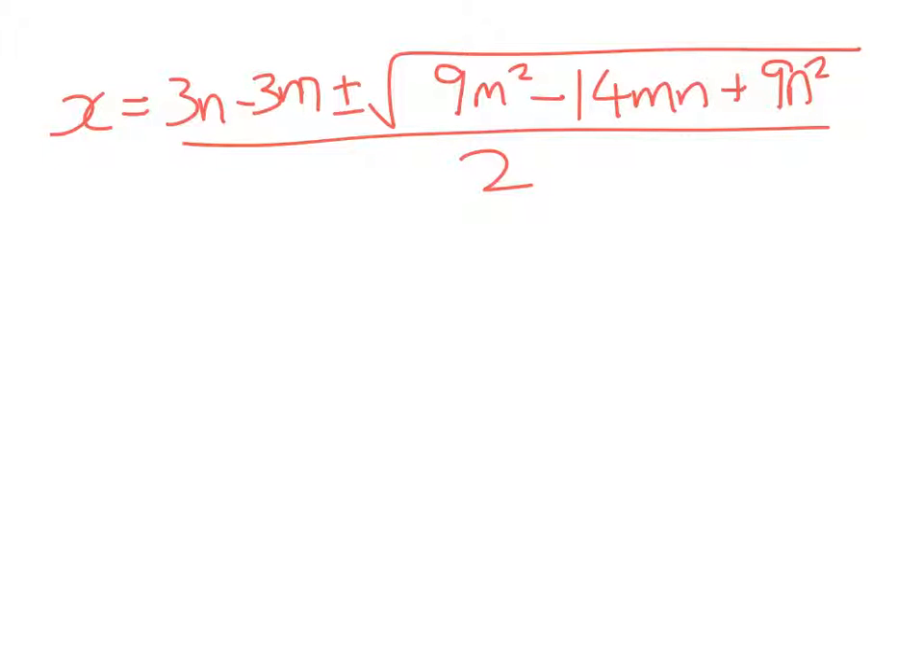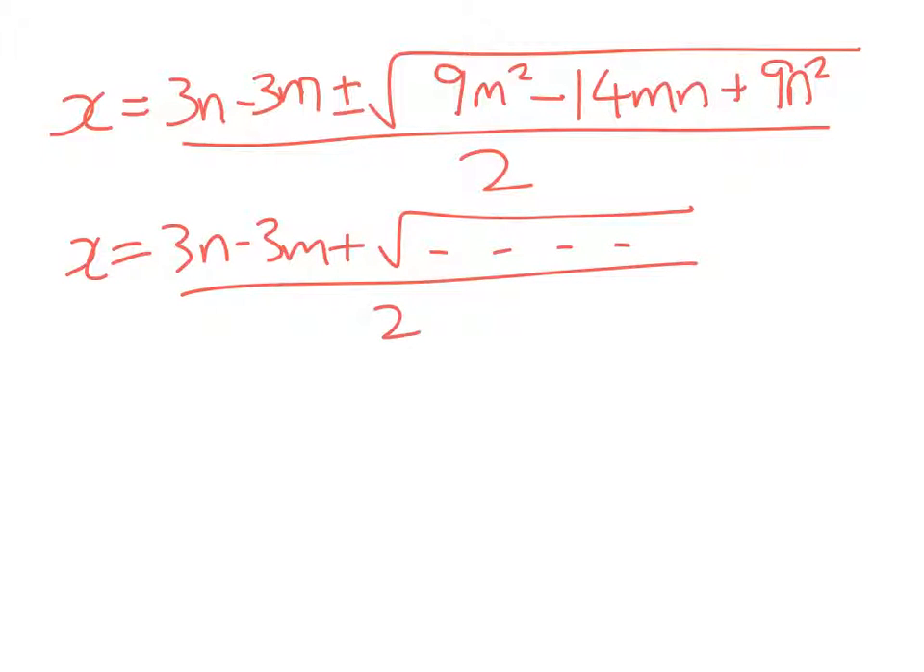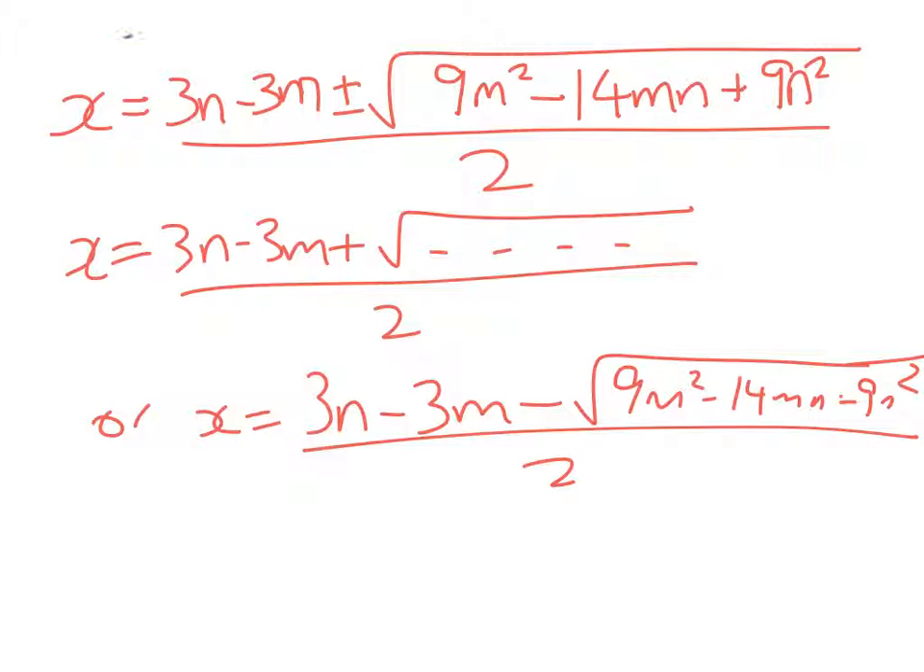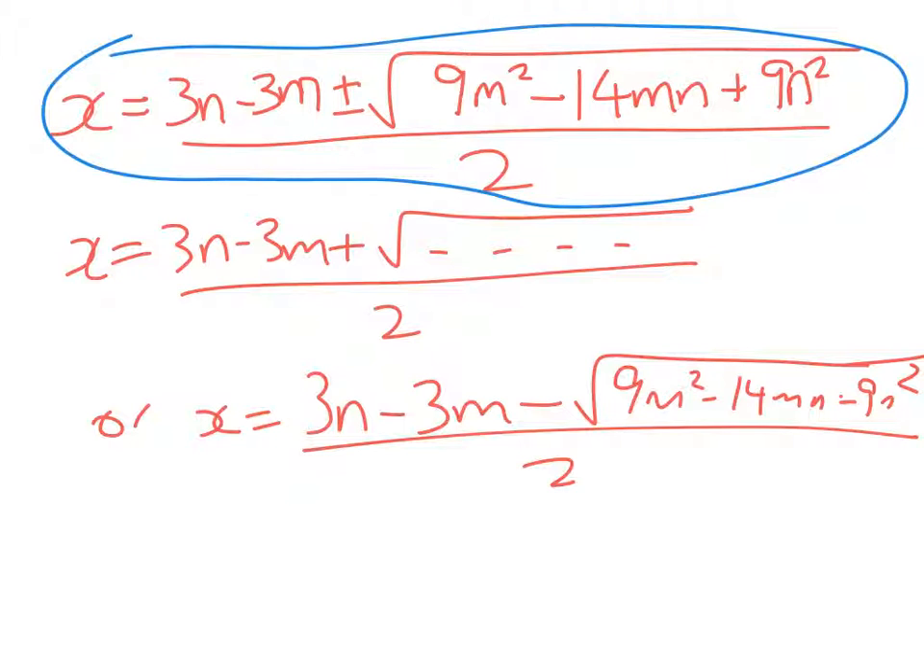Okay, so that's the first part done. We've found an expression for the roots of the equation. So x is equal to that. That's all we need to write there. You could split it out and write that x is equal to 3n minus 3m plus the square root of 9m squared minus 14mn plus 9n squared over 2, or x is equal to 3n minus 3m minus the square root of 9m squared minus 14mn plus 9n squared over 2. But you don't need to. This is a perfectly efficient way to write the solutions.